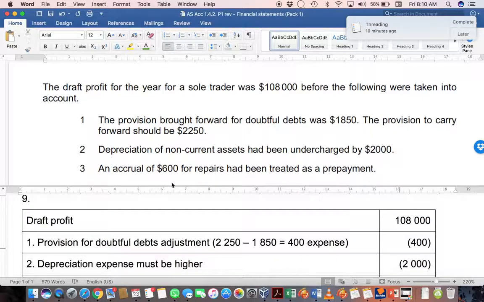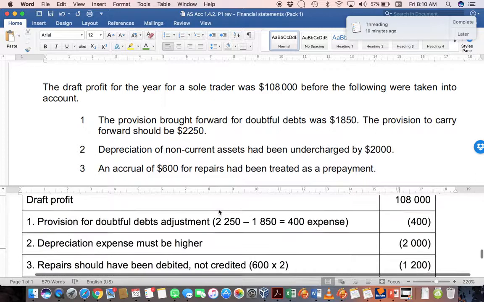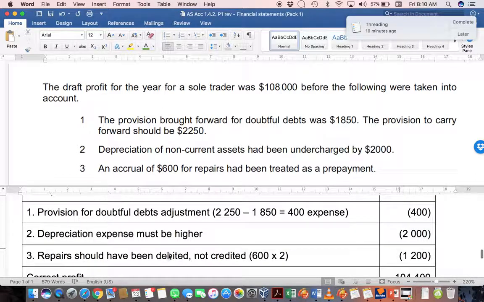Number 3. An accrual of $600 for repairs had been treated as a prepayment. If it was an accrual, in other words owing, and it was treated as a prepayment, it means you would have done something on the opposite side of the account, and therefore we need to double this figure. So we will need to adjust by $1,200. But do we add or subtract? Well, what we should have done was debit the repairs account, because remember, the repairs expense, you are working on the debit side, and so therefore if there's still some owing, you would need to add it on the debit side, but it was credited by accident.